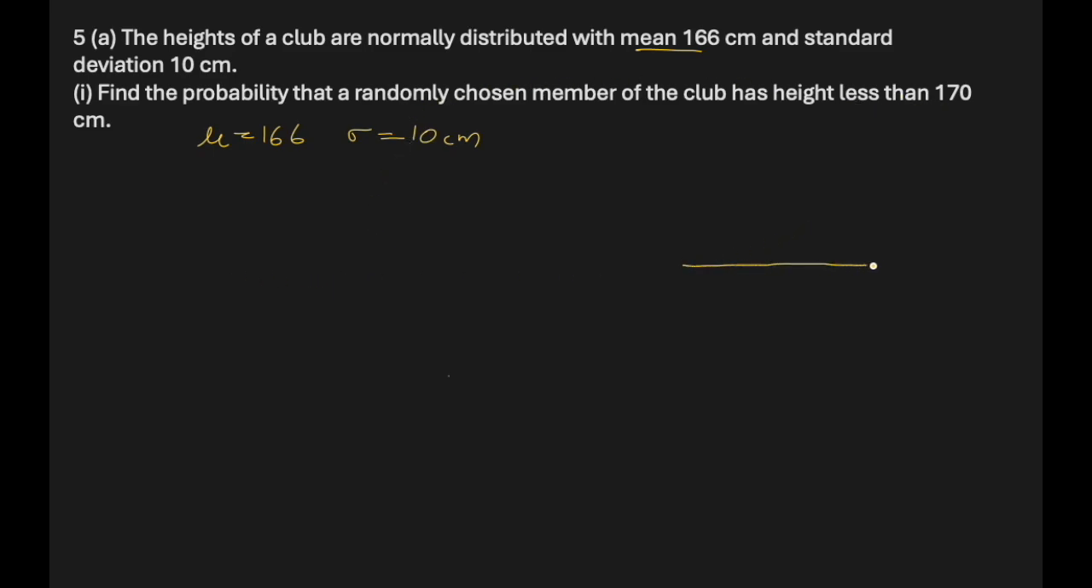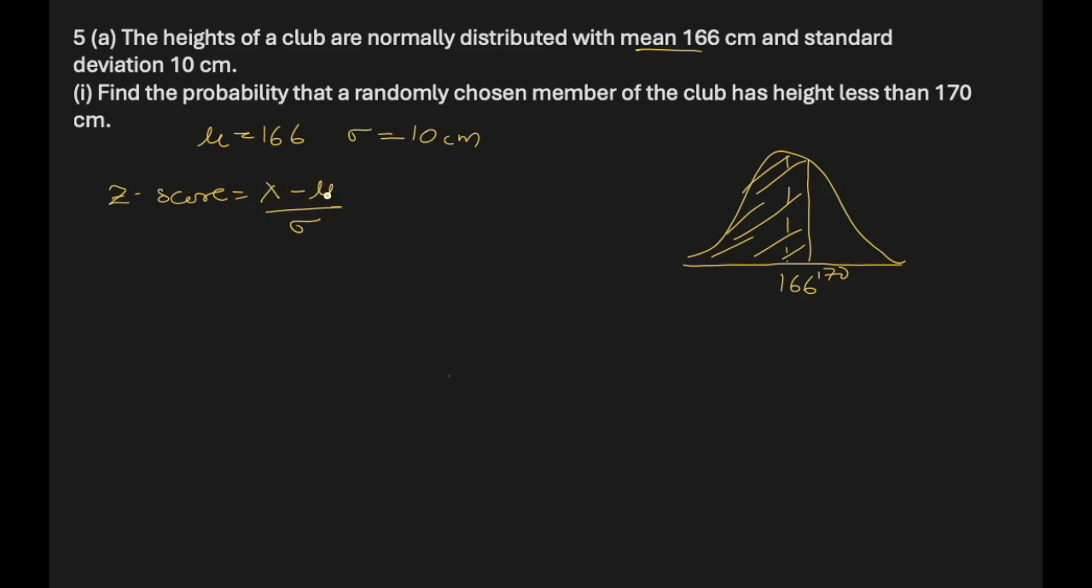Visualize this again, that helps us a lot. So this is a normal distribution. The mean is 166. We want less than 170. So suppose this is 170. We want less than this, which is very good for us. Why? Because our table gives us less than only. So we will just find the Z score for this, which is X, the data, minus the mean over the standard deviation. Data is 170 minus mean 166, divided by 10. So 4 divided by 10, 0.4.